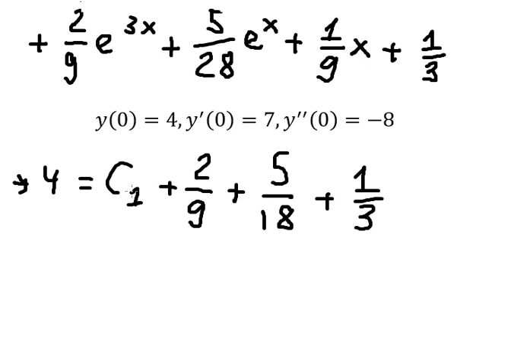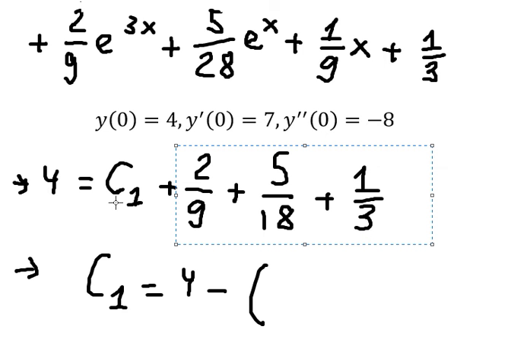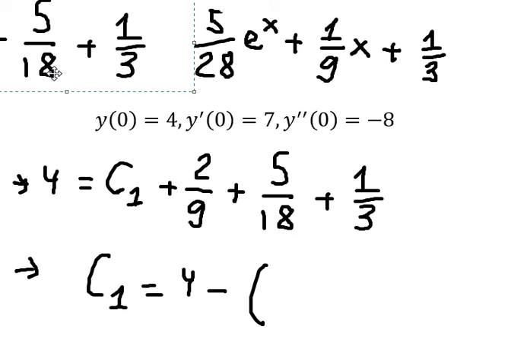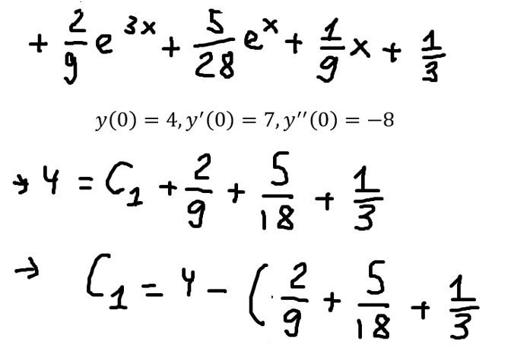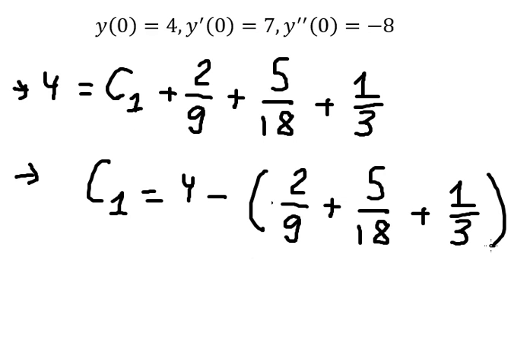Now we can find the value of C1. So we move this one to the left. That's why we have the negative in here. We have 19/6.